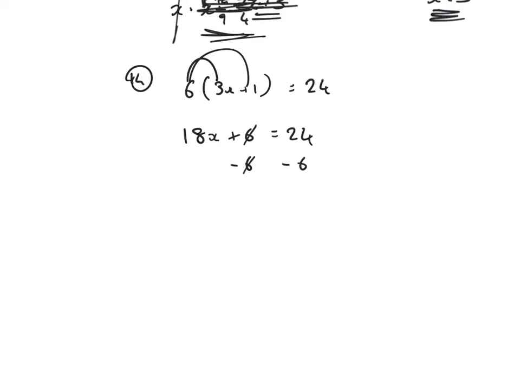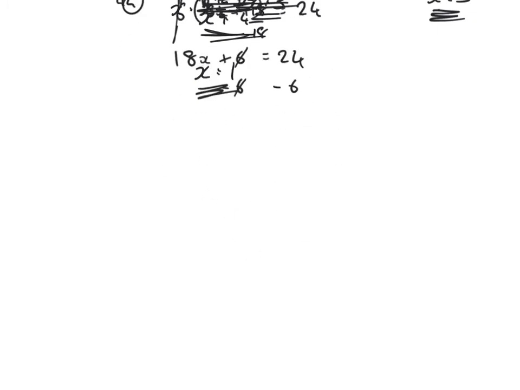Okay, example 14. 6 bracket 3x plus 1 is equal to 24. Okay, 6 lots of 3x. 6 lots of 3 is 18. 6 lots of 3x is 18x, 6 lots of 1 is 6, and that's equal to 24. Letters to the left, numbers to the right. I'll need to get rid of 6 from both sides. That'll leave me with 18x equals 18. How to get 18x down to x? I need to divide both sides by 18. 18x divided by 18 is x, and 18 over 18, well, anything divided by itself is equal to 1.